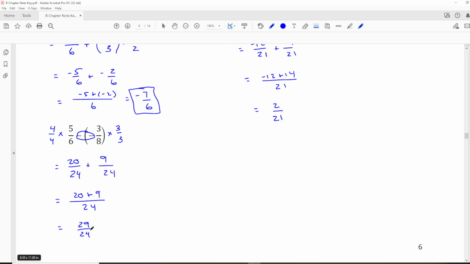Now, out of curiosity, I paused the video and checked in the back of the book. Most times they just leave it like that. In one case, I saw that they put or 1 and 5/24. But don't ever feel like you have to do that. 29/24, as long as it's simplified as far as it can go, is a perfectly valid answer.